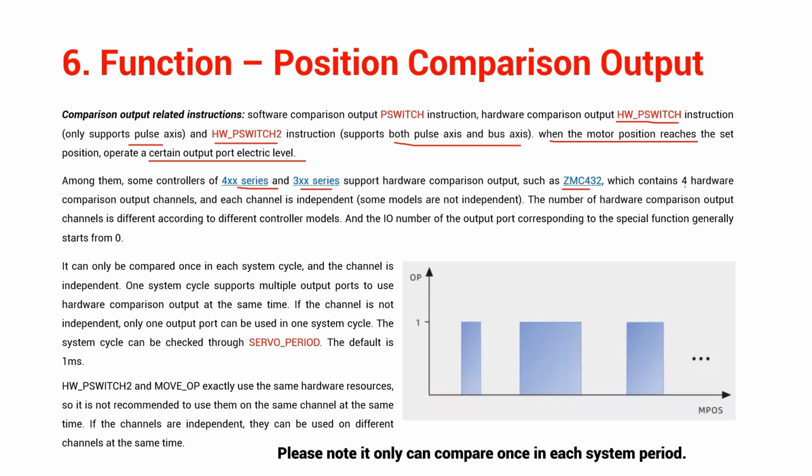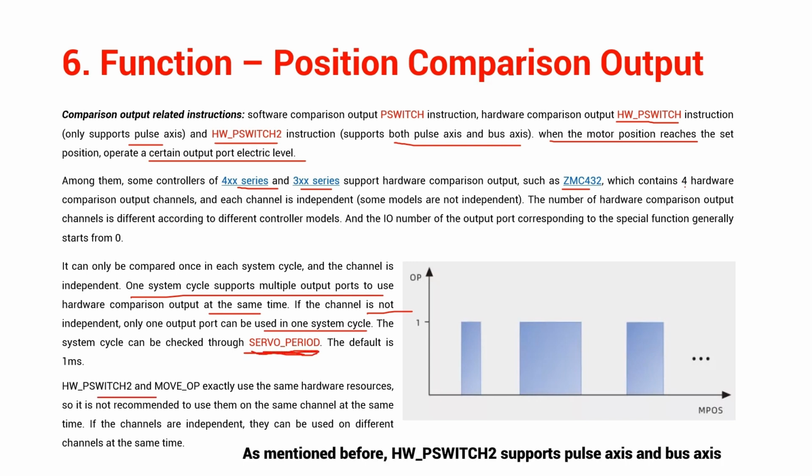Please note it can only compare once in each system period. If the channels are independent, one period supports multiple outputs at the same time. If not, only one can be used. The system period is checked through the servo period. As mentioned before, HW_TIMER supports pulse axis and bus axis, and it uses the same hardware resources as MOVE_OP. Therefore, it is better not to use them in the same channel.